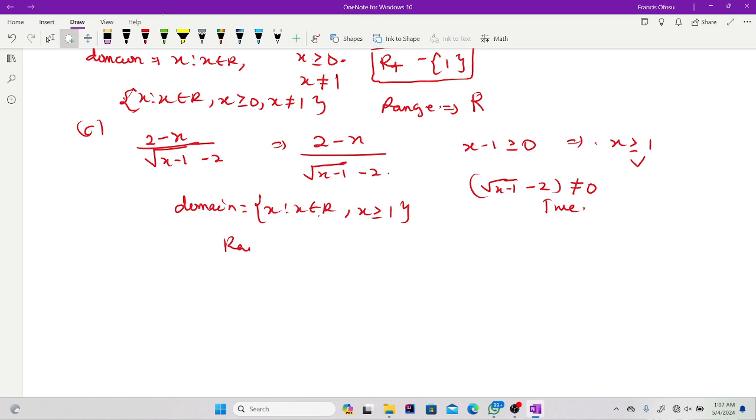Then the range too is obviously the set of all real numbers, because it's possible to get negative numbers. When x is bigger, like 10, here will give me a negative number, but here wouldn't give me 0 or anything which is undefined. So we can get negative real numbers here. So this is the end of this section.